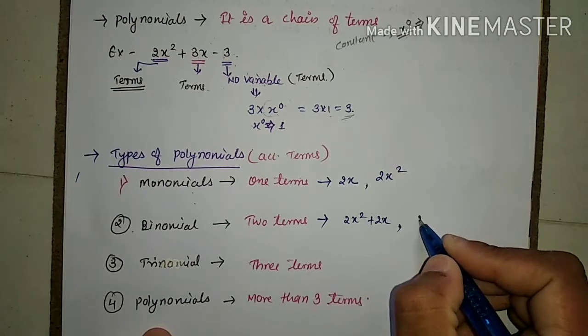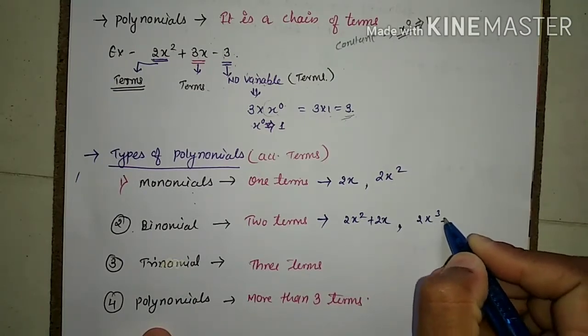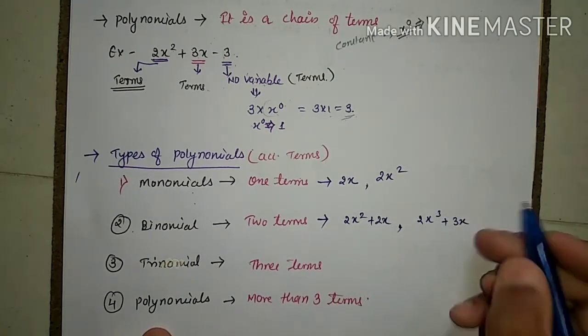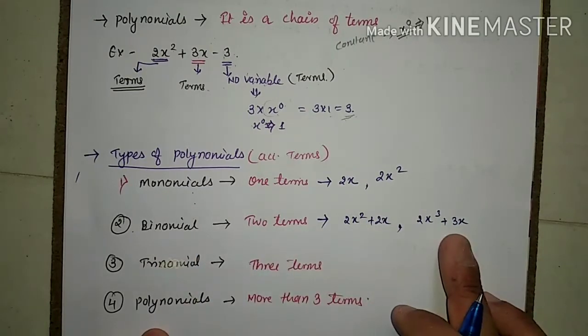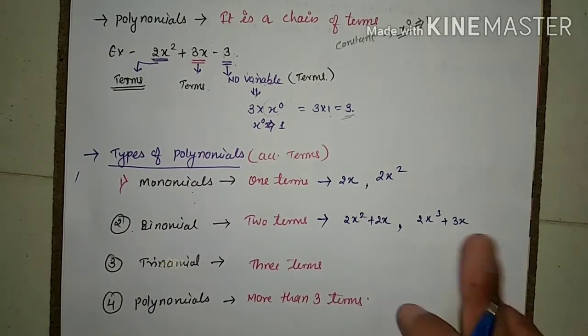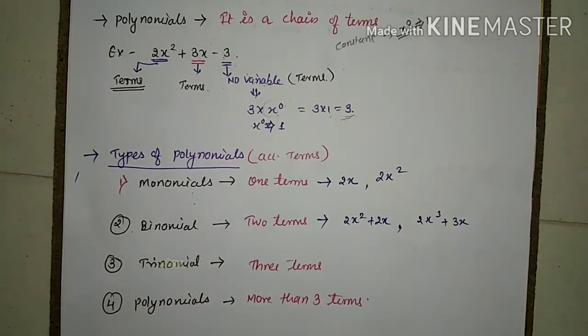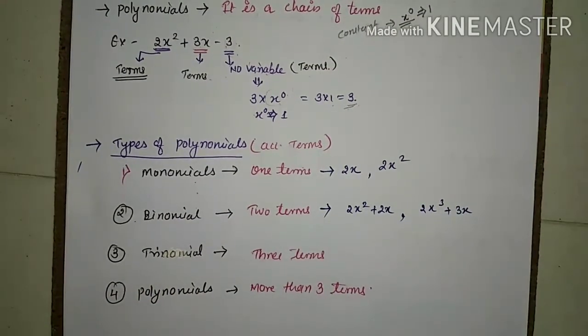Correct. Next, I can write 2x^3 + 3x. So these are the two terms, so it is called a binomial. What is it called? Binomial. Now come to the trinomial.